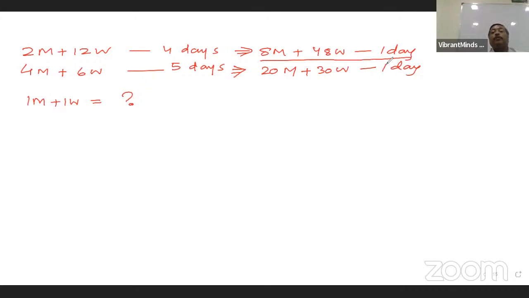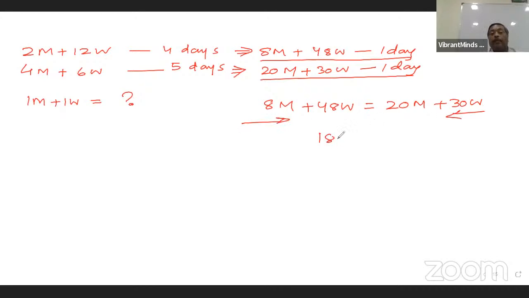Now since these two will complete it in 1 day, their efficiency will be the same. Let's correlate it. 8 men plus 48 women will be equivalent to 20 men plus 30 women. Now let's send this over here and this over here. So we have 18 women is equivalent to 12 men. Or can I say 2 men is equivalent to 3 women? Or can I say 1 man is equivalent to 1.5 women?